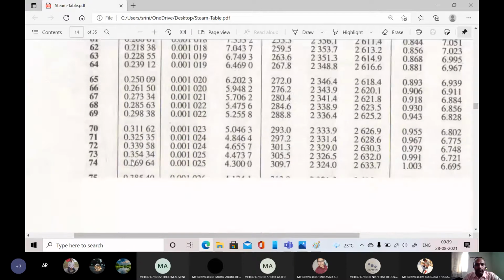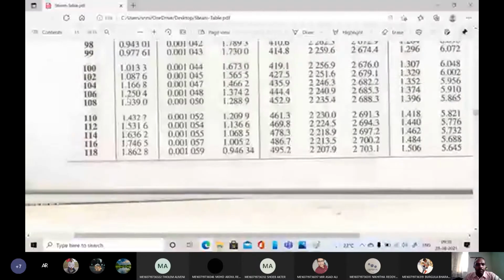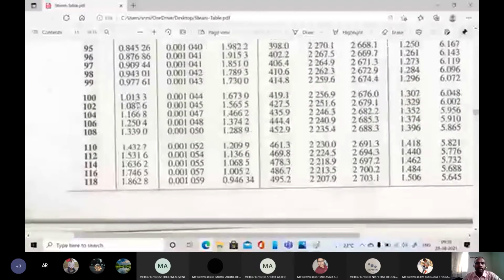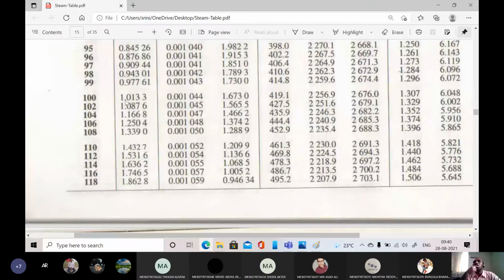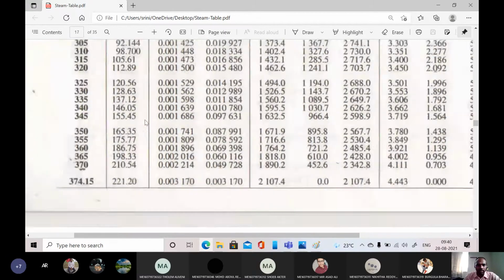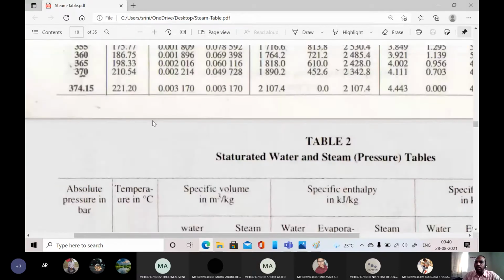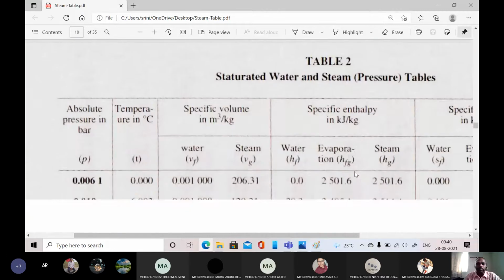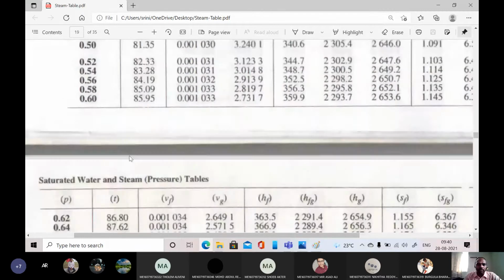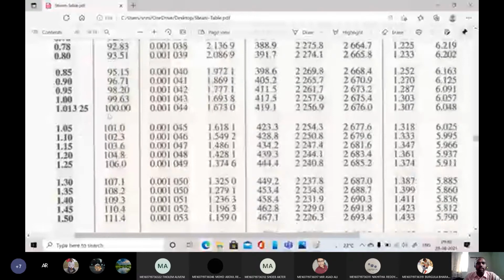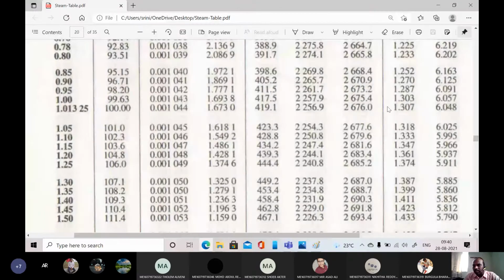0.023, right? Similarly, if you go to 1 bar pressure, that is atmospheric pressure, 1.013 bar. Okay, so what is the saturation temperature? 100 degrees centigrade. Now I will refer to the pressure table. For the corresponding 1 bar pressure, the saturation temperature you will get is 100, and the values will be the same. I will show you that table also. Now you can see this is the saturated water and steam table based on pressure. At 1 bar pressure, you can see the saturation temperature is 100 degrees centigrade.